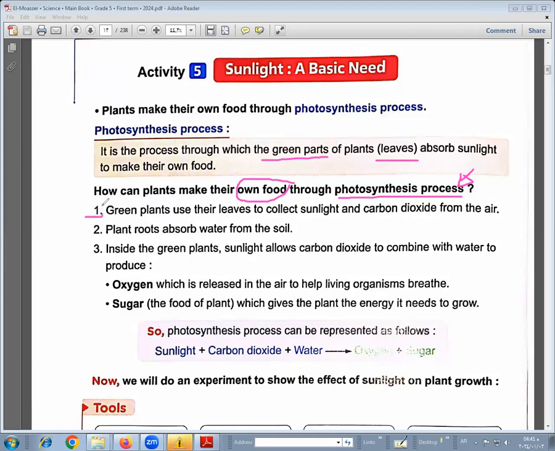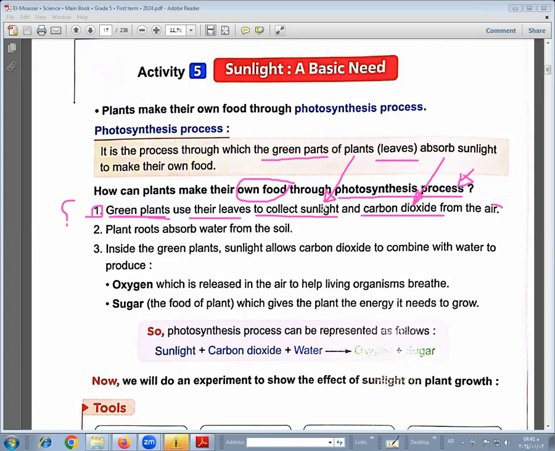The first step will be, and we will start in green plants. If you ask green plants what you will do to make photosynthesis, plants will say, I will use my leaves to collect sunlight. So this is the first step. And then I will collect carbon dioxide from air. So green plants need two things: the sun to give plants some sunlight, and air to absorb carbon dioxide.